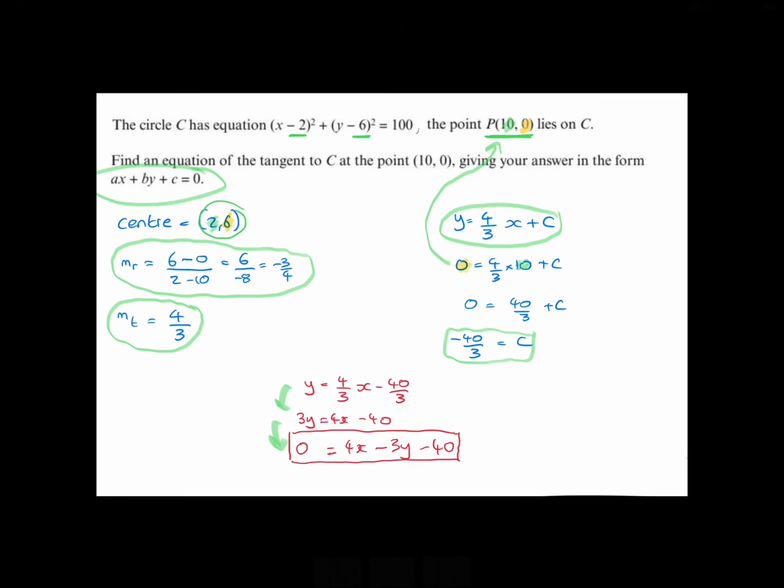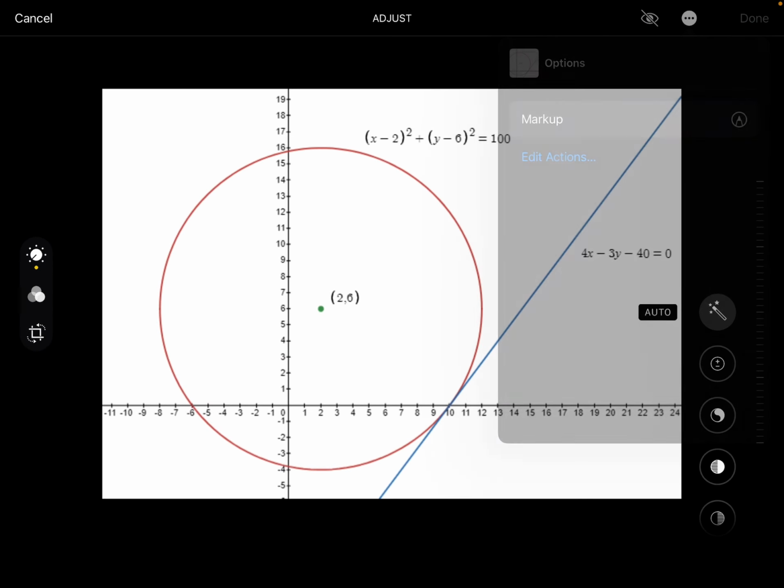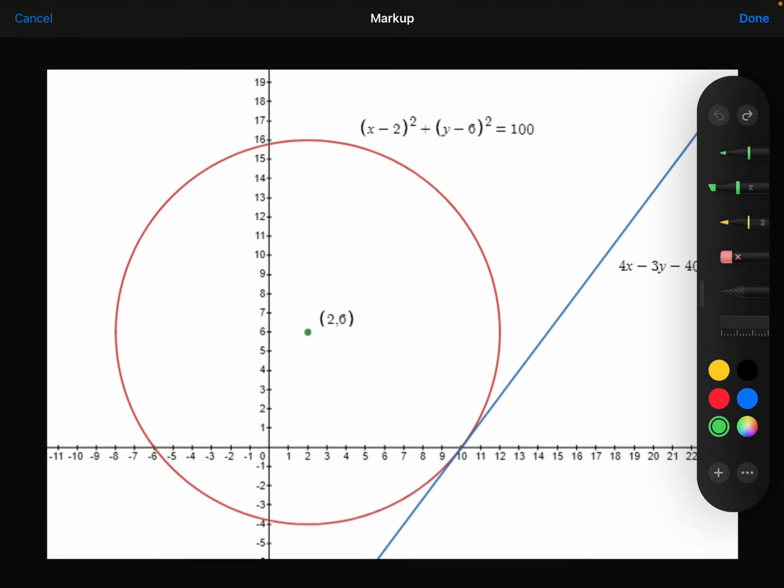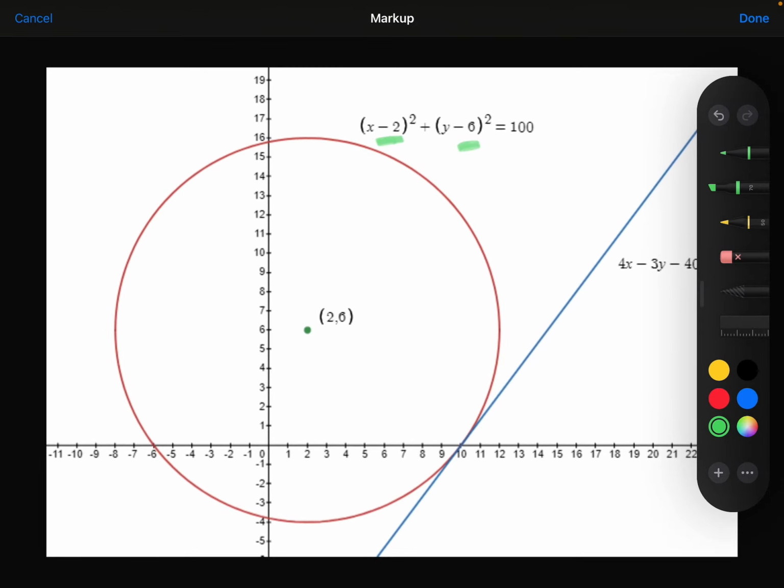Just to show you that diagrammatically, so you can picture what I've just done. You can see the equation of the circle there, where the centre is (2, 6). I've got the point (10, 0) down there. I worked out the gradient of the radius here. I then did the negative reciprocal to get the gradient of my tangent, because I know they're perpendicular. And then I did y = mx + c with the point (10, 0).